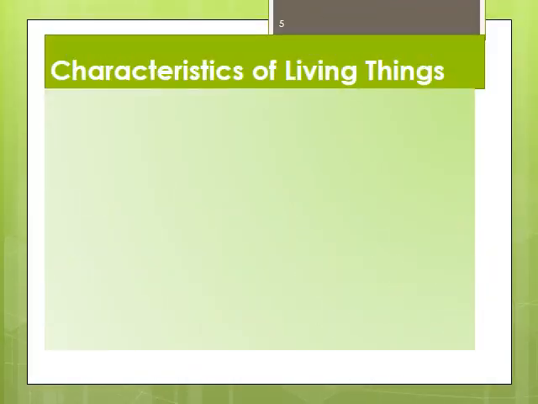Now let us look at some of the characteristics of living things. By this we are referring to both plants and animals. First, living things exhibit movement. In plants, living things carry out a slight or bent kind of movement, but animals can move from one place to the other.